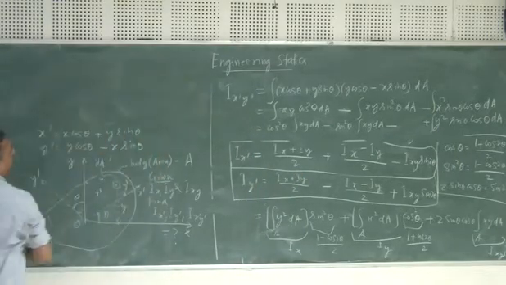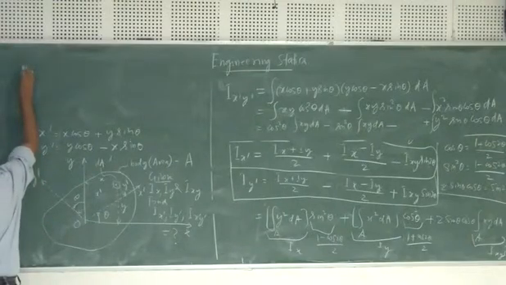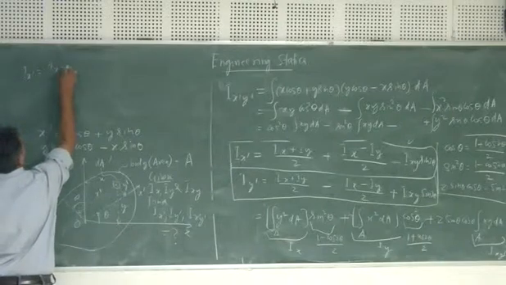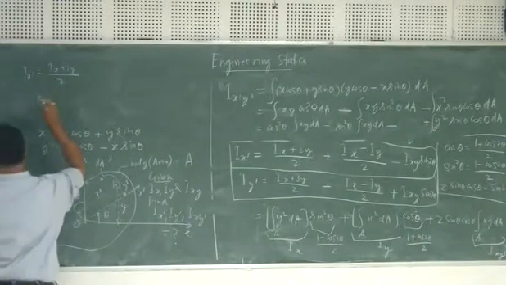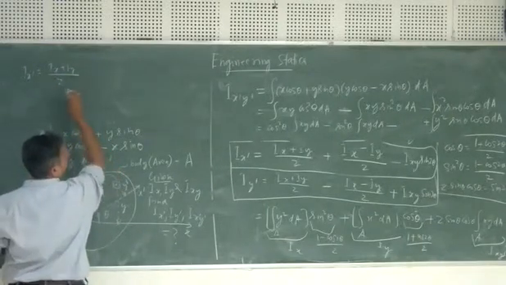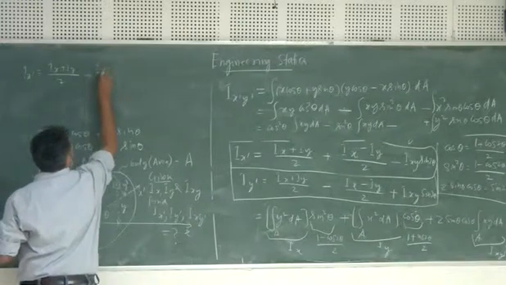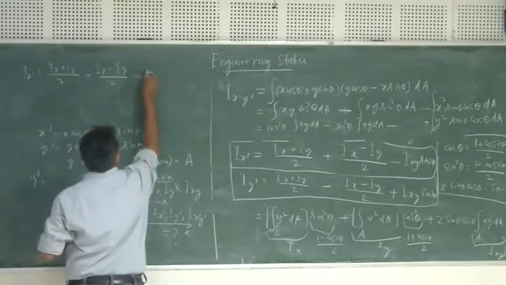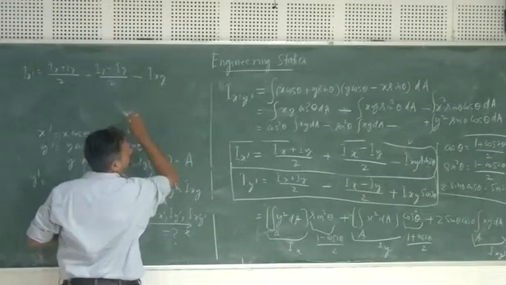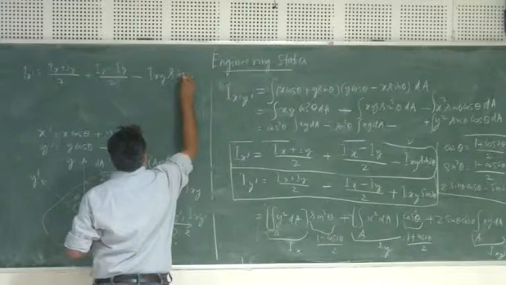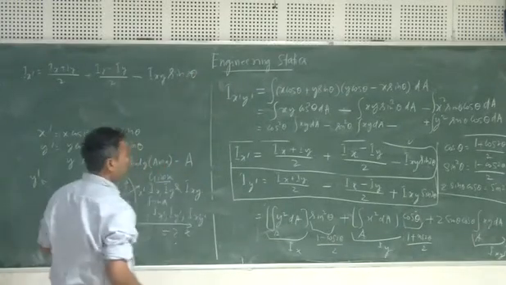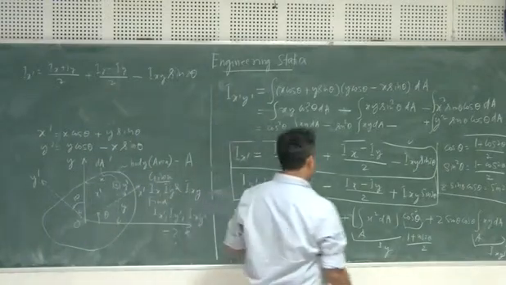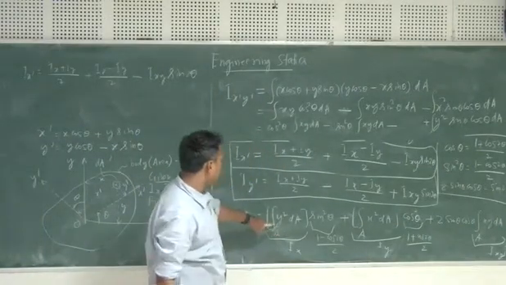before I do it, Ix dash is nothing but your Ix plus Iy by 2 plus Ix minus Iy by 2 minus Ixy sin, right? So there is some mistake here.